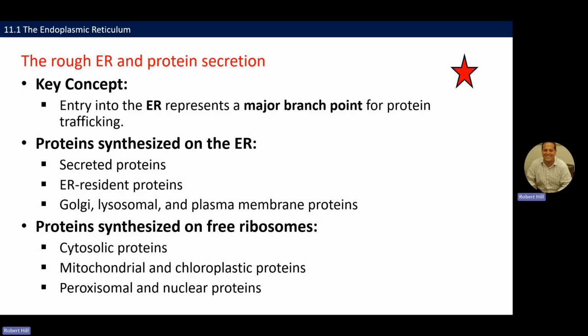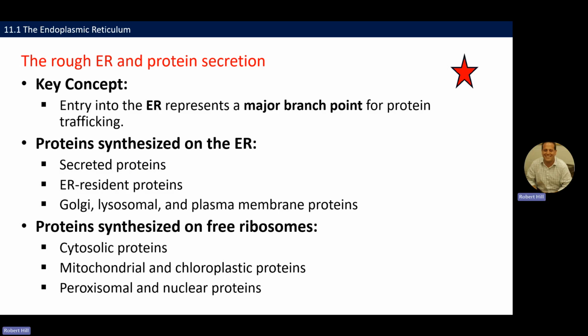These proteins are not considered part of the endomembrane system. Only proteins that are going to the ER are going to be ultimately part of the endomembrane system. Those proteins include ones that are going to be secreted from the cell, ones that are going to remain in the endoplasmic reticulum, or ones that go to the Golgi, the lysosome, or get embedded in the plasma membrane.